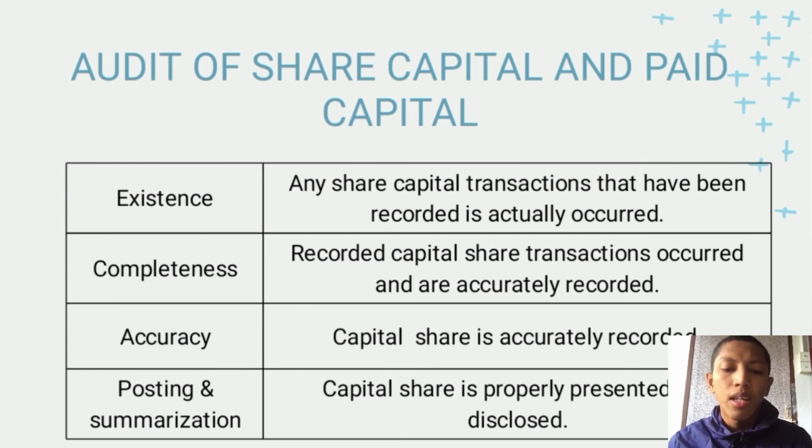Audit of share capital and paid capital. This slide will explain the audit objectives for share capital. The first one is existence. We want to make sure any share capital transactions that have been recorded actually occurred. The second one, completeness. Recorded capital share transactions occurred and are accurately recorded. And third, accuracy. Capital share is accurately recorded, and posting and summarization. Share capital is properly presented and disclosed.